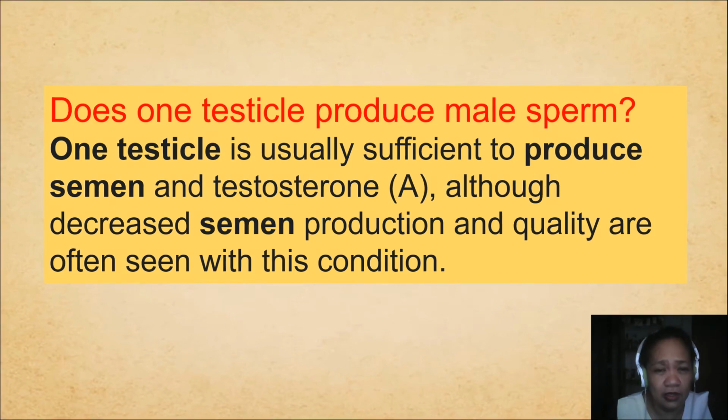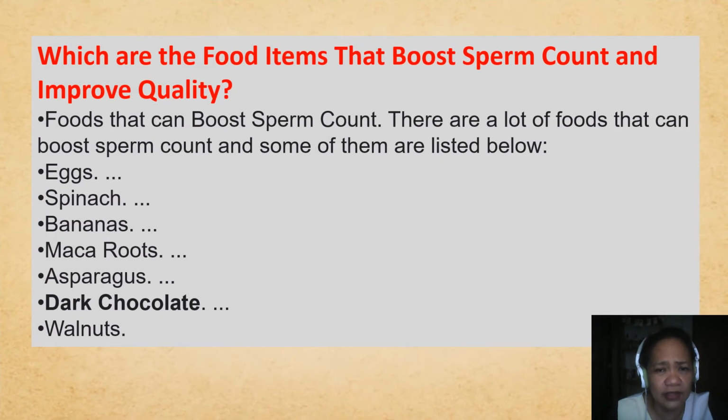Which are the food items that boost sperm count and improve quality? There are a lot of foods that can boost sperm count, and some of them are listed below. Eggs, peanuts, bananas, maca roots, asparagus, dark chocolate, and walnuts. These are the foods that can boost sperm count.